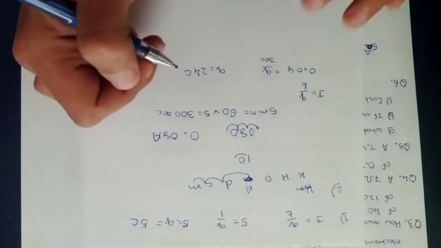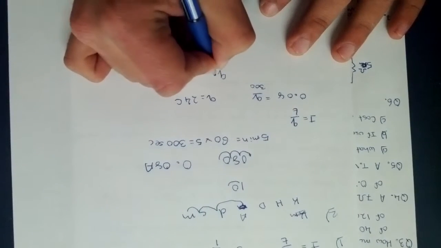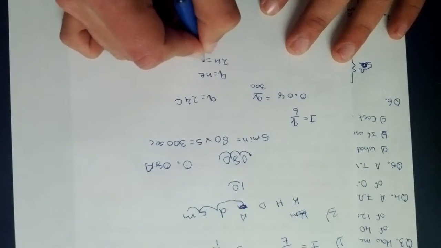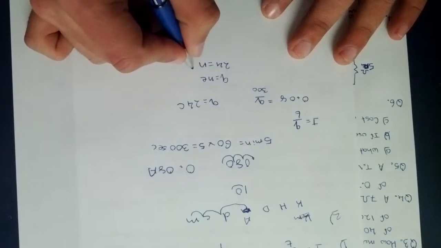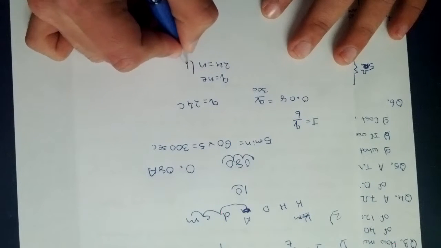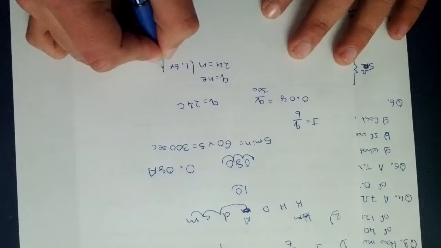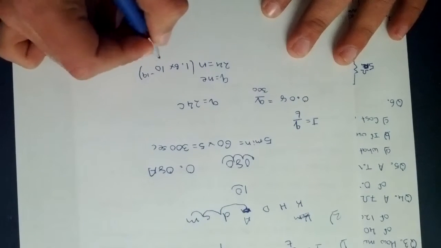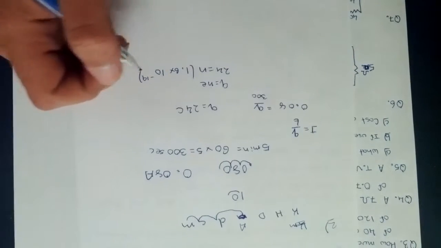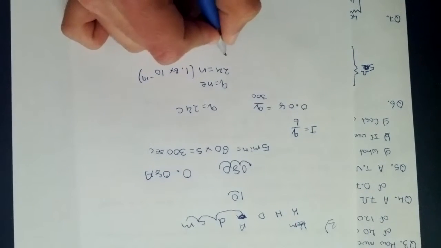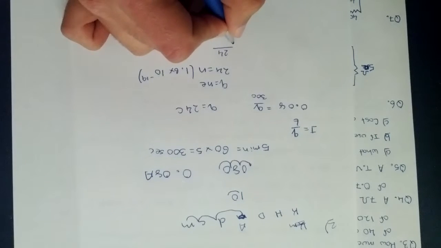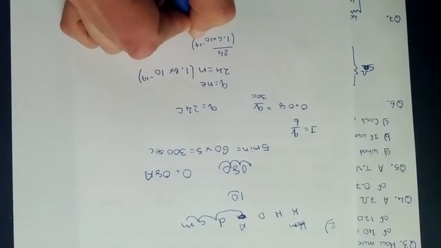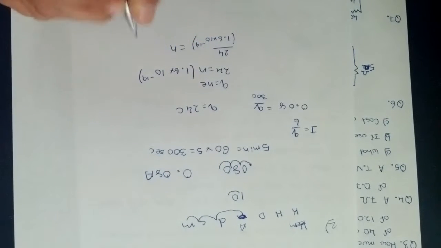And now we use it in the next formula, which is Q equals NE. So 24 equals N, which is the number of electrons, multiplied by 1.6 times 10 to the power of negative 19. And that's the constant which E represents. And now all you have to do is 24 divided by 1.6 times 10 to the power negative 19, and you get N.